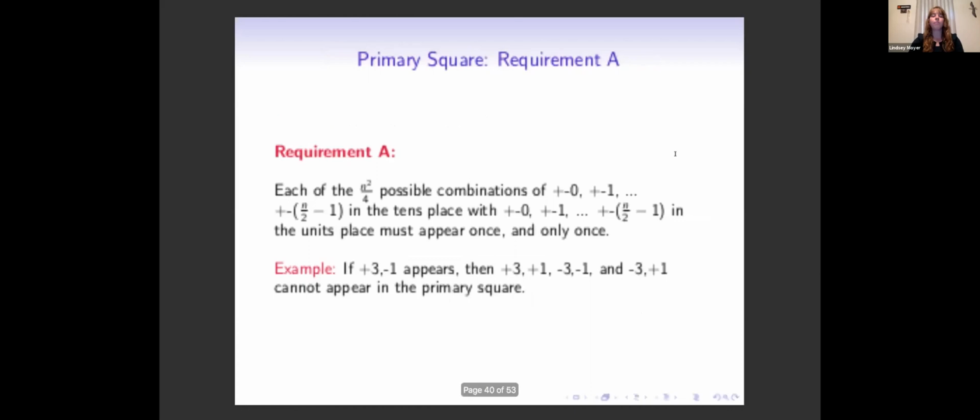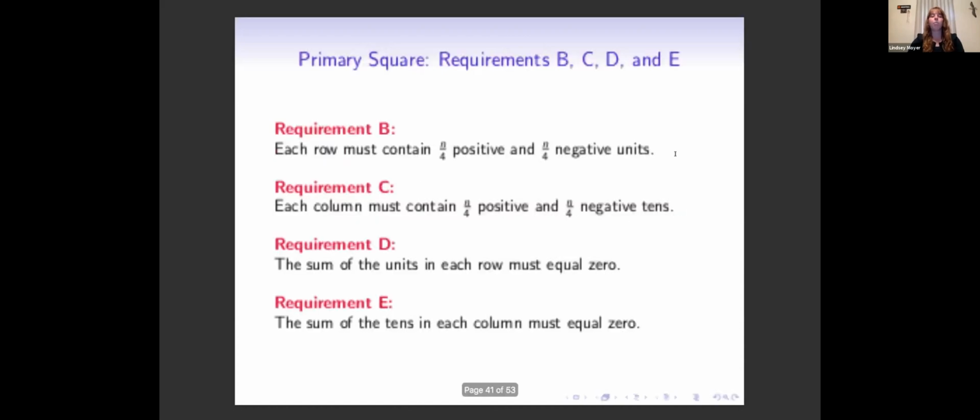So we follow 5 requirements. Requirement A is that each of the n squared divided by 4 possible combinations of plus or minus 0, plus or minus 1, all the way to plus or minus n over 2 minus 1 have to be in the tens place and in the units place, but can appear once and only once. So if you have a plus 3 negative 1, then you can have plus 3 plus 1, negative 3 negative 1, or negative 3 plus 1. Also, requirement B is that each row has to contain n divided by 4 positive and negative units.